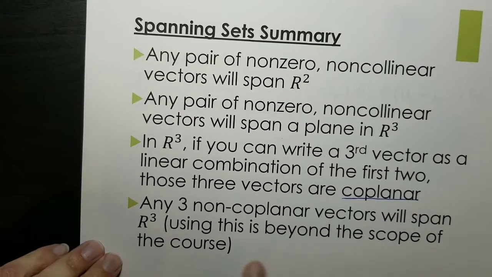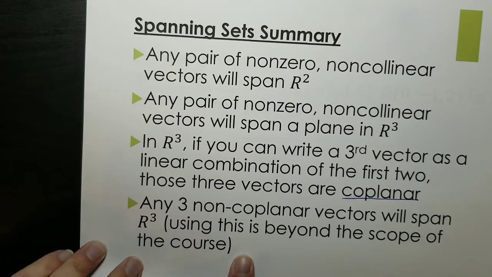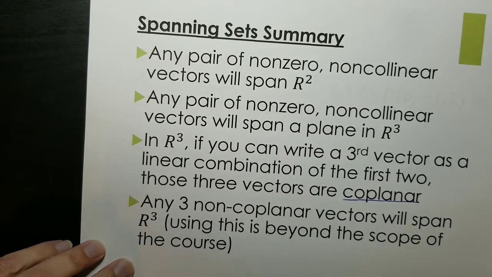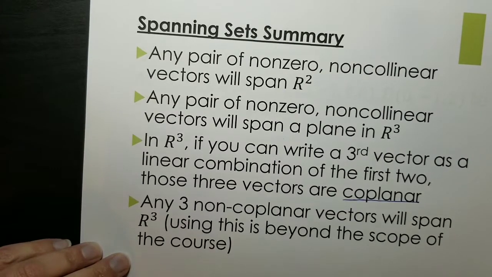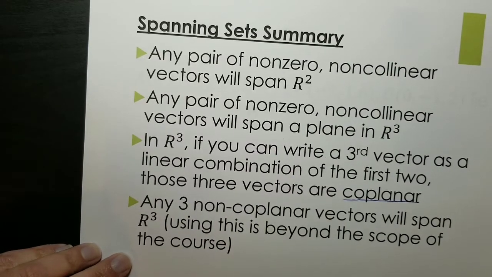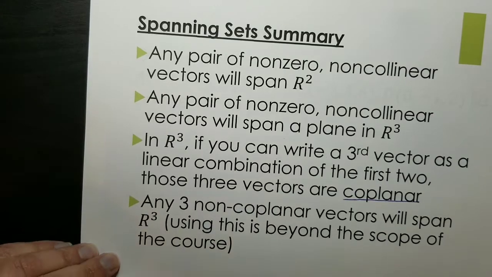Okay, and this is the part that I said was a little bit beyond this course. If you have 3 non-coplanar vectors, they will span R3, and they'll allow you to get to any point in that 3-dimensional space by using a linear combination of 3 vectors. But again, that's a little bit beyond what we're really going to cover here.